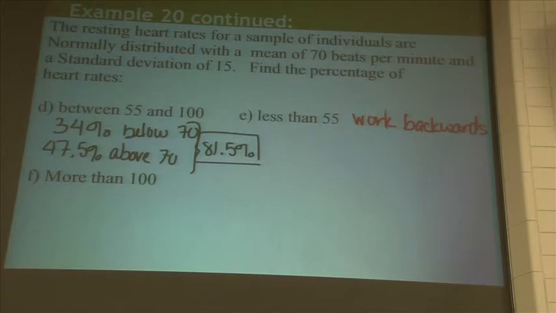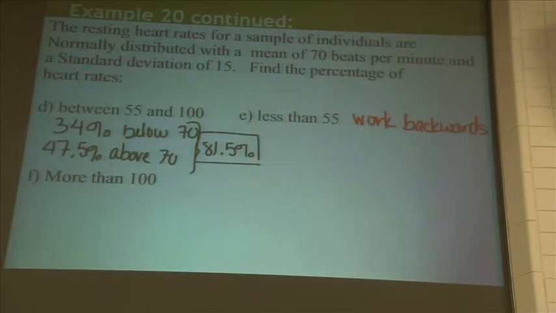45 is one standard deviation away, right? That means we need all of this stuff right here. We need the far left graph. It doesn't start at the mean, though, and here's where we have to work backwards.